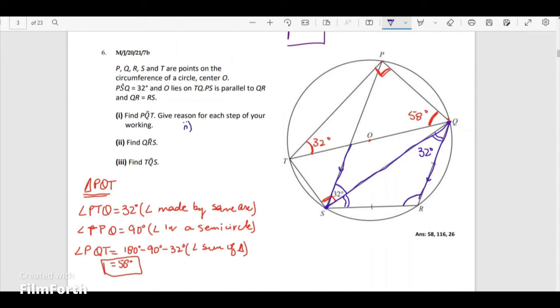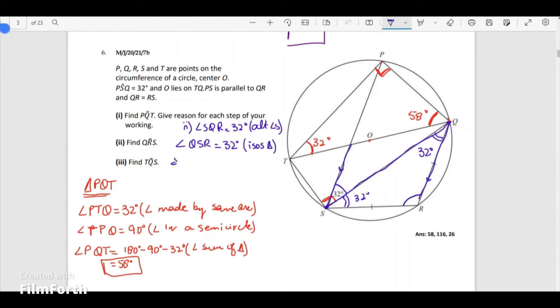Doing the second part here, angle SQR would be equal to 32 degrees. Why? Because these are alternate angles. Then if this is 32, this would be 32 degrees as well. Angle QSR would be equal to 32 degrees too, because it's an isosceles triangle.